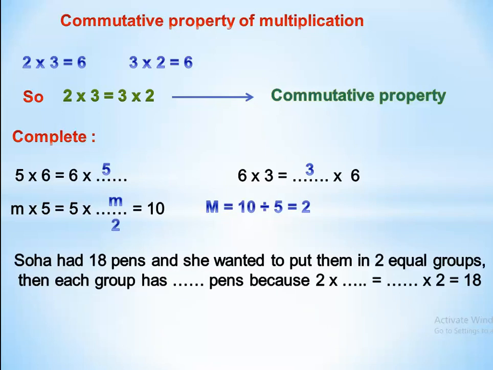She had 18 pens, and she wanted to put them in 2 equal groups. Then how many does each group have? If I divide 18 into 2 groups, each group has 9 pens, because 2 times 9 equals 9 times 2 equals 18.